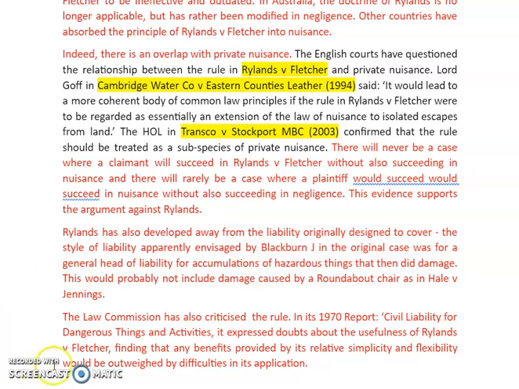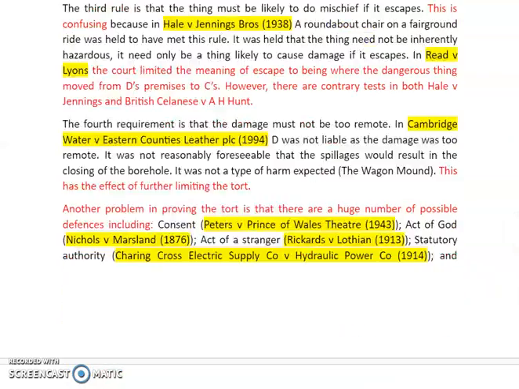It's useful to end by talking about the Law Commission, who've also criticised the rule. And in one of their reports, they said that they thought the rule in Rylands and Fletcher was not too useful, and that any benefits provided by its simplicity and flexibility would be outweighed by difficulties in its application.